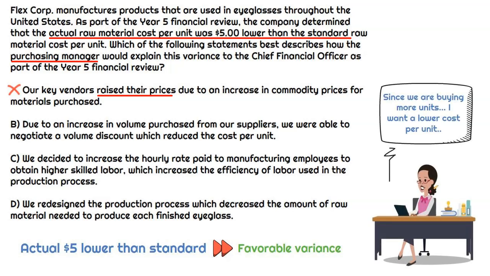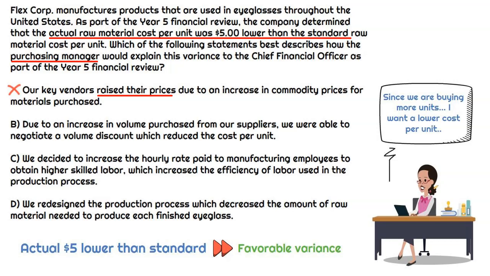And as a purchaser, we want to take a cut of that cost savings as well. So we would negotiate a larger volume discount if the volume purchased increases, right? So that would reduce our overall cost. So that actually perfectly describes why the actual raw material cost per unit was lower. That's favorable for the company. It's favorable for us. And because we purchased it at a lower rate, that would explain why the actual cost was $5 lower. So that is a great candidate for being the correct answer, but let's check the last two.